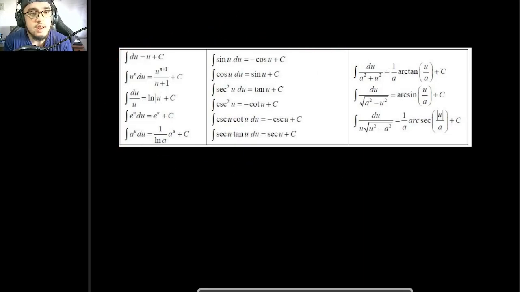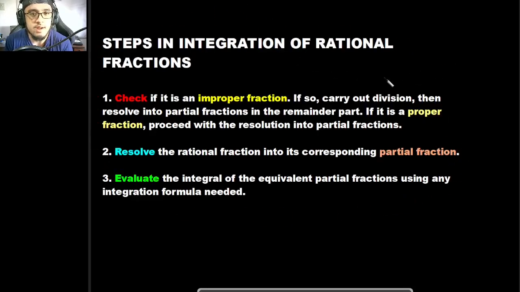But suppose that you would be getting an equation wherein you cannot use any of these formulas right here. It is then where we would be proceeding to these steps. But let's go back to this problem first. As you can see, the term in the numerator is exactly the differential of this term right here, which follows this format: the integral of du over u.